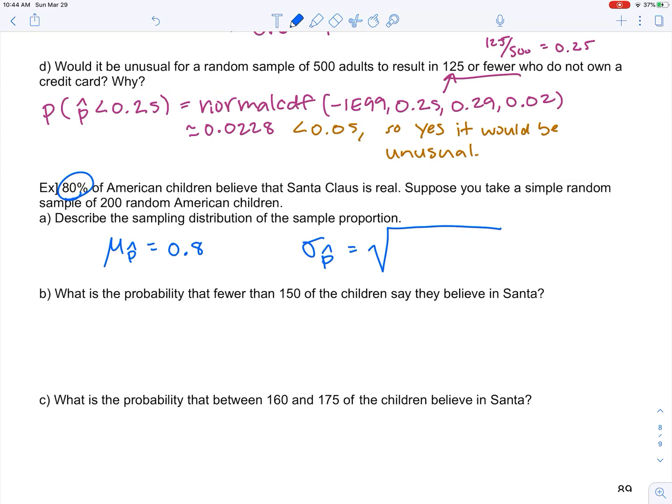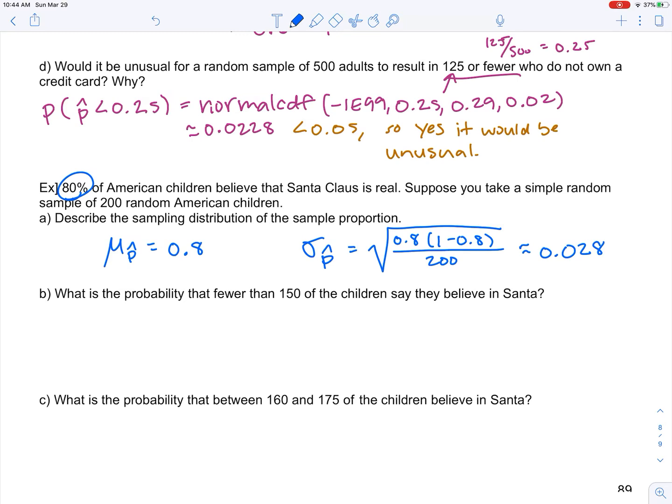And then the standard deviation we'll have to compute using the formula. It is the square root of the population proportion, p times 1 minus p, divided by the sample size. So let's put it in the calculator. Square root of 0.8 times 1 minus 0.8 divided by 200. So we're getting about 0.028. Now we can use these to answer the next two questions.